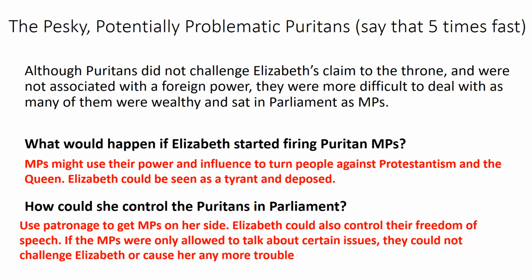Elizabeth could also control their freedom of speech, and we've looked at a source previously that details this very accurately. It said that MPs could say yes or no to bills, but they were not there to speak of all things that came into their minds, such as religions or new governments. So we know that by limiting the freedom of speech of MPs, Elizabeth could further control them in Parliament and stop them from causing her any more trouble.